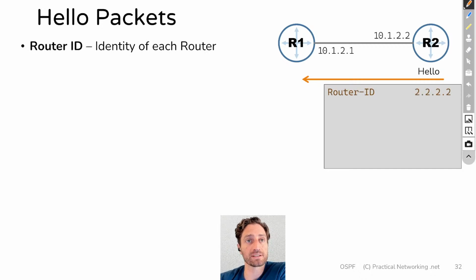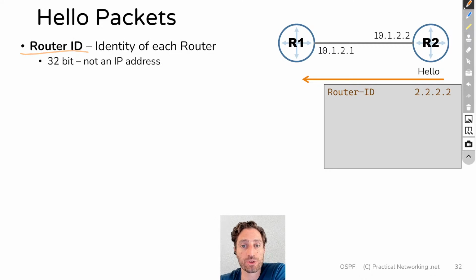The first field inside a hello packet is the router ID, and the router ID is the identity of each router. Router 2's router ID is what looks like an IP address, 2.2.2.2. Now the actual router ID field is a 32-bit field, so it can be any combination of 32 ones and zeros. It's typically represented by something that looks like an IP address, but it isn't actually an IP address, right? The IP address 2.2.2.2 doesn't have to actually exist on router 2. It's simply the identity of router 2.